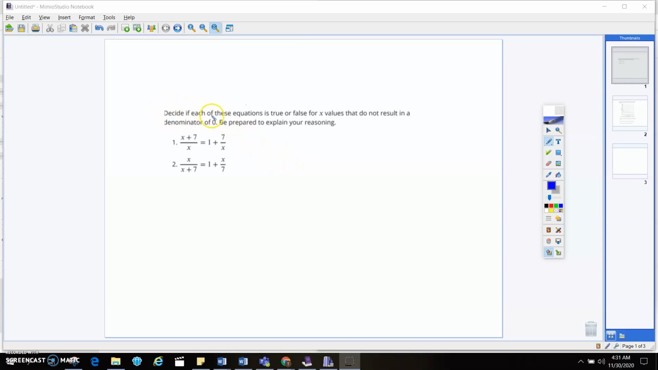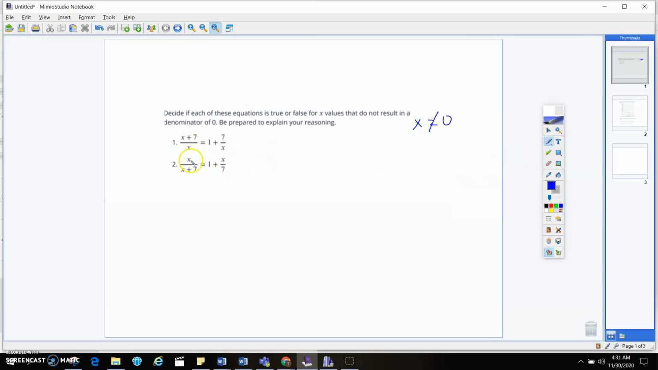So it says decide if each of these equations is true or false for x values that do not result in a denominator of 0. Be prepared to explain your reasoning. So the first thing, if I plug in 0 in this denominator, that's going to give me undefined. And undefined is equal to 1 plus, if I plug in 0 down here, it's going to be undefined. So x cannot equal 0. That's the first thing I want to notice right off the bat because I don't like undefined.